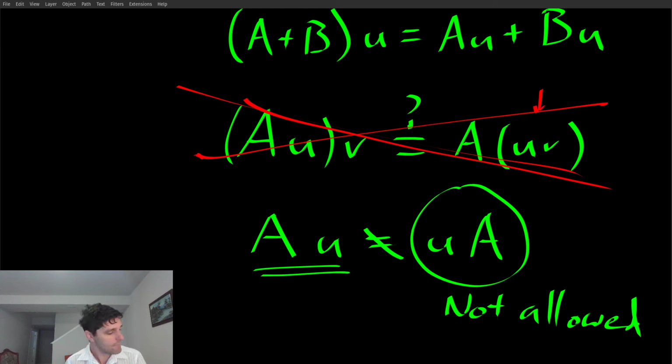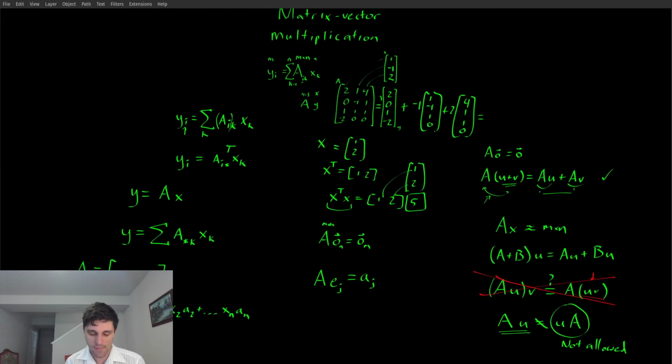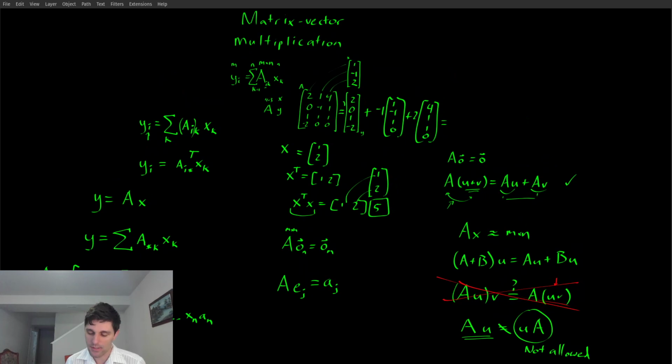I'm sure there's more that we'll come across as we work our way through, but this was our big picture here. Matrix vector multiplication. It's extremely exciting. All right.